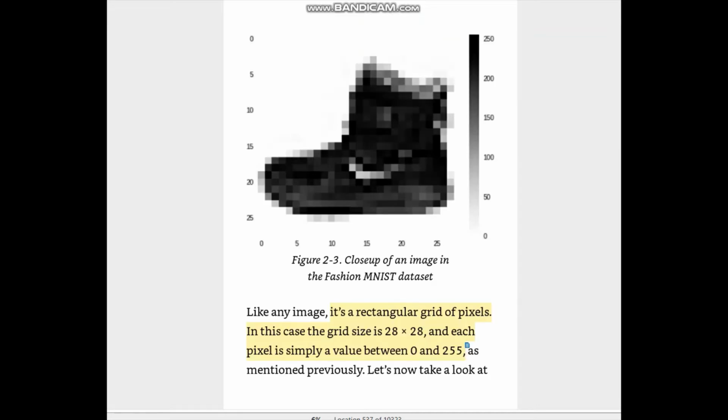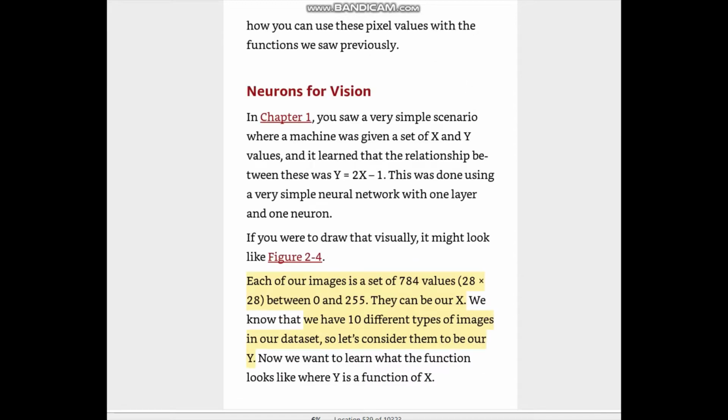Here is one of the images from the dataset. It's a rectangular grid of pixels, and in this case the grid size is 28 by 28. Each pixel is simply a value from 0 to 255. So let's see how you can use these pixel values with functions you saw previously, and how we'll be using these images to train our model. Like in the first chapter, we found the answer for the x value: if the value of x is 10, what value will we get for y. Simply, we'll work it out here also.